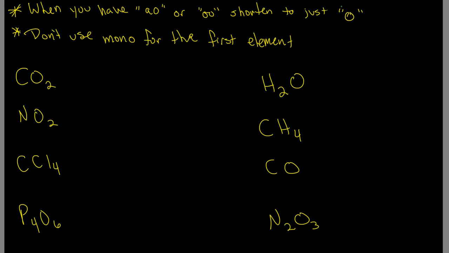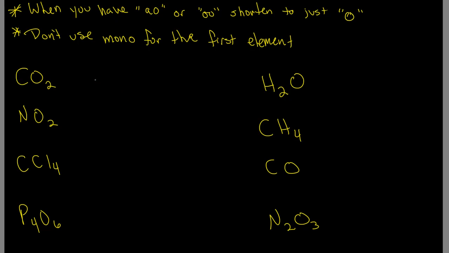2 other things you want to keep in mind as you're doing your nomenclature is if you have AO or OO put together, you want to just shorten it to O. And as I said earlier, if you have a 1 on the first element, you do not have to name mono. That's mostly for the second element. So let's look at some examples.